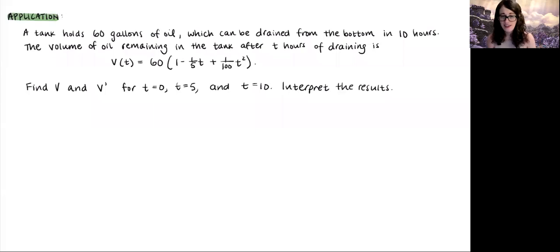We're going to find V and V prime at 3 different times. At the beginning, when T equals 0, after 5 hours, when T equals 5, and at the end, when T equals 10. And I'll also tell you how we can interpret each of these results. So to start, we're going to need the derivative for all of these cases. So why don't we find it? Why don't we find V prime of T?